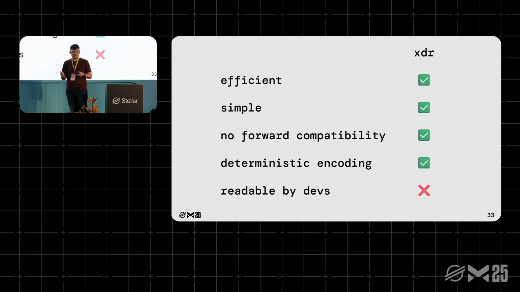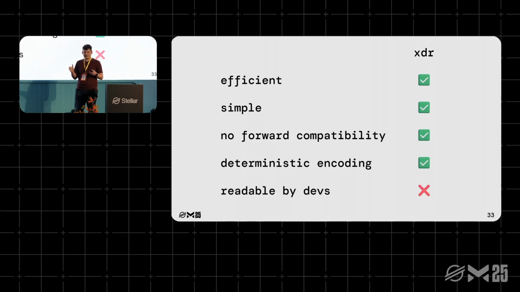And XDR has a ton going for it. It's a very efficient binary format. It's a very simple binary format. The spec, the RFC, is actually readable. It has no automatic forward compatibility, and this ensures that systems consuming transactions don't miss important details when new data is added to the network. Its encoding is deterministic, and that is really good for transaction signing and consensus message signing as well, because there's only one valid binary representation.